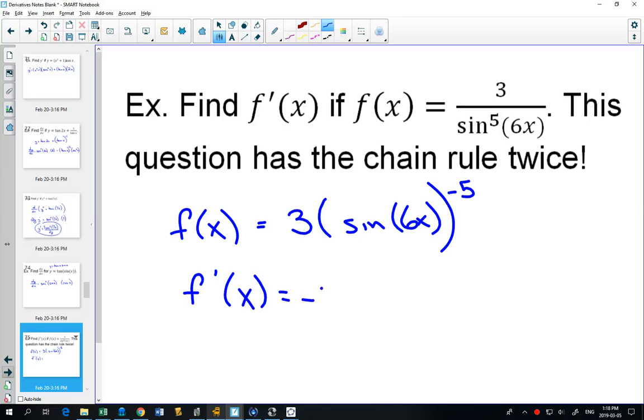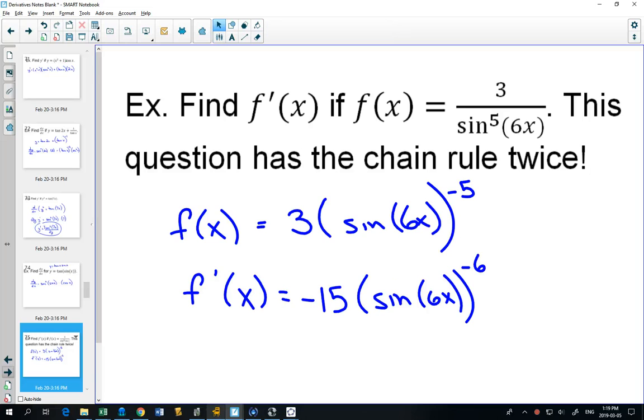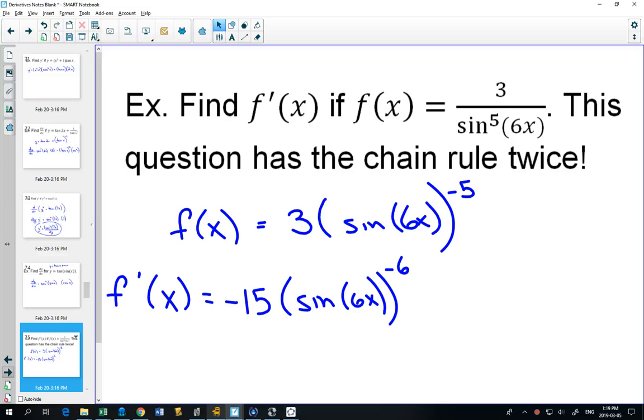That negative 5 would come out in front. Keep the inside the same. Subtract 1 from the exponent. Oh, I'm going to run out of room. There we go. Step 1, derivative of the outside function. Kept the inside the same. Now we have to do the derivative of the inside function.